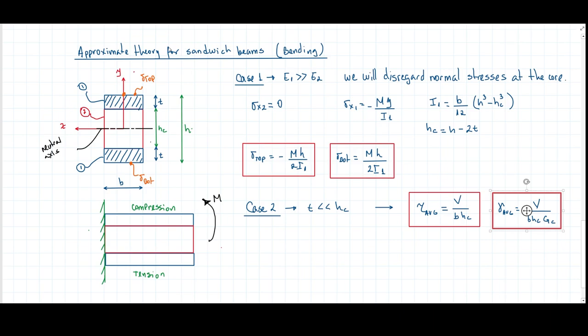Any questions so far? There is one part that is always taught, which I'm not going to mention here, what is called the transformed section method. Some people use it, but in this case, with this formula, you can cover everything to calculate things in here. So this is where the theory for our lecture ends.